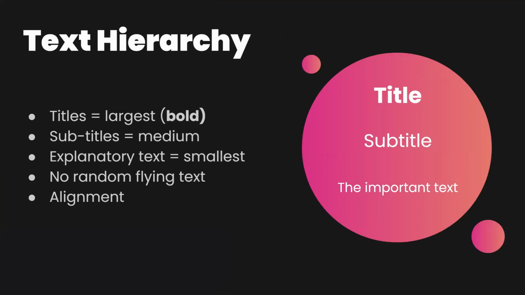So, text hierarchy. You want to have your title as the largest font, then subtitles medium, and then any text to explain any information should be the smallest. Make sure that you have a good alignment. You don't want to have your title to the left and then text to the right. You want to have everything consistent.